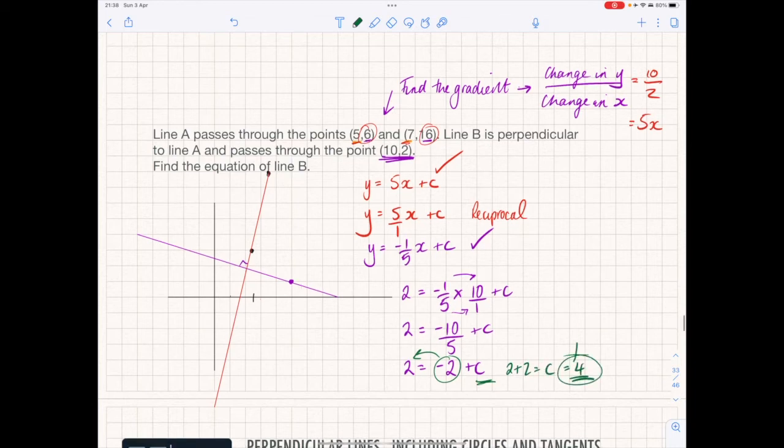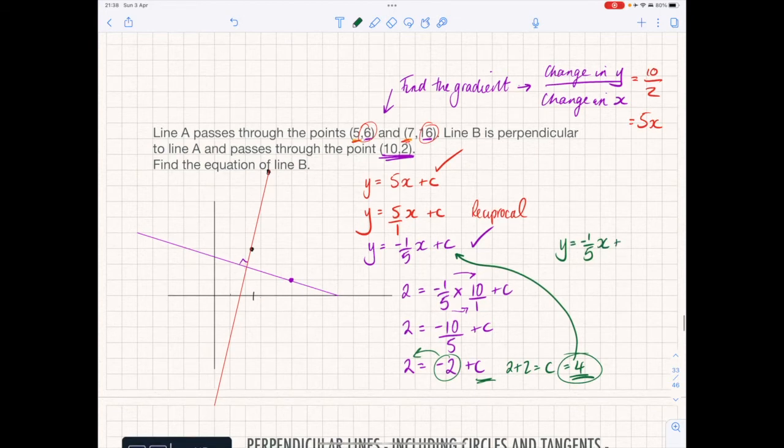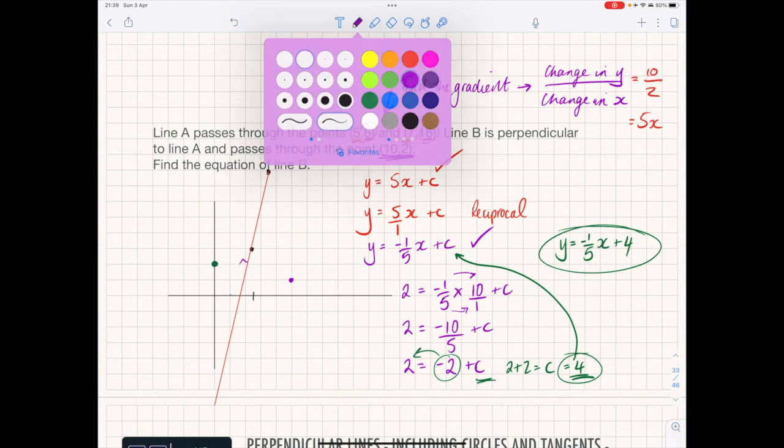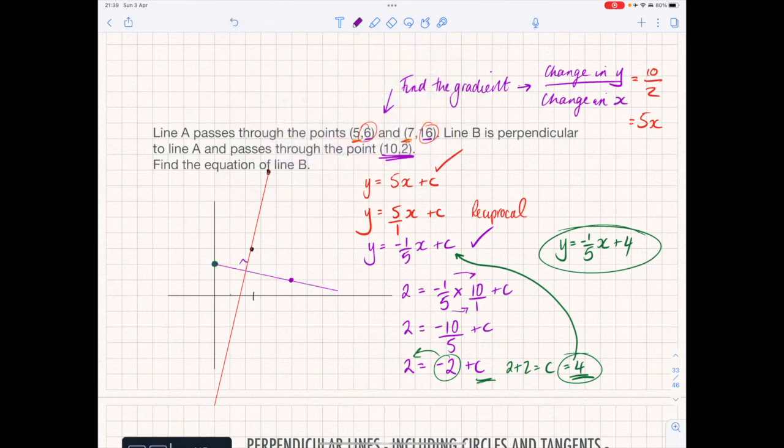Take that 4, go back up here, and we say y is equal to minus a fifth of x, that's your gradient for the purple line, plus 4. And again, that looks about right, it would pass through that point there. So if I was to redraw that purple line so it works going through the correct points, that looks much better, and that actually is your right angle. So that'd be your answer.